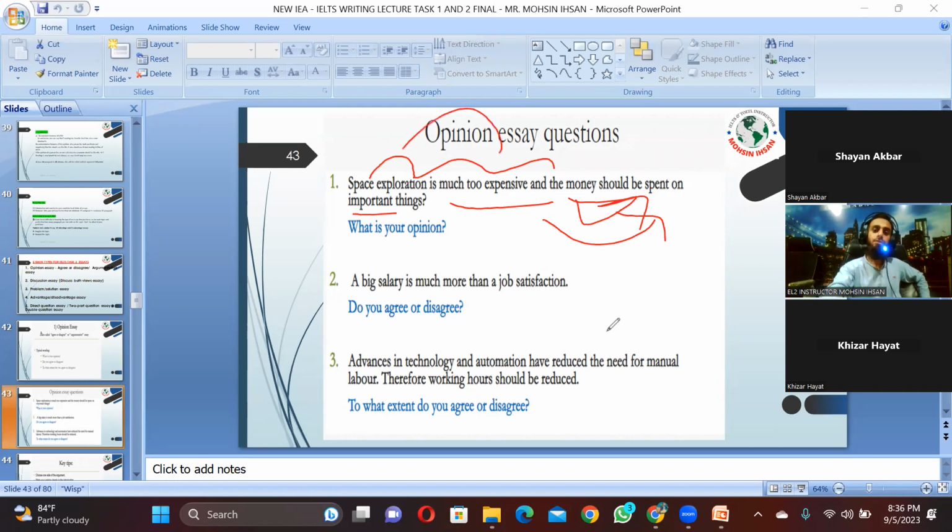In an opinion essay, when your opinion is asked, agree, disagree, or opinion, it means one side. In the whole essay, one side. In the next paragraph, you must talk about the same idea. Yes, you can have another perception for that, why it is important. Like you think space exploration is important, so why is it important.